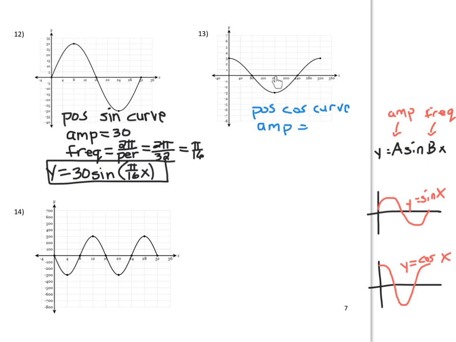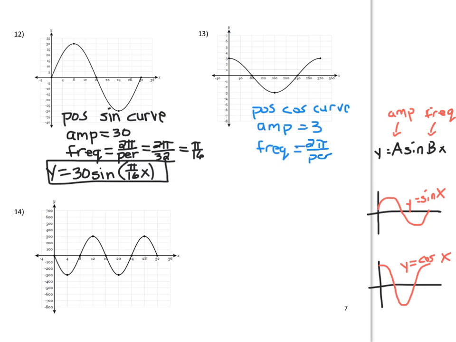Okay, now the amplitude is just how high the curve goes from the middle height of the graph. So the middle height of the graph is right here at 0. It looks like our curve goes up to a height of 3. So the amplitude is 3. And then the frequency, well, since the x-axis is in terms of numbers instead of pi, we know we're going to have to use this formula right here. The frequency is equal to 2 pi over the period.